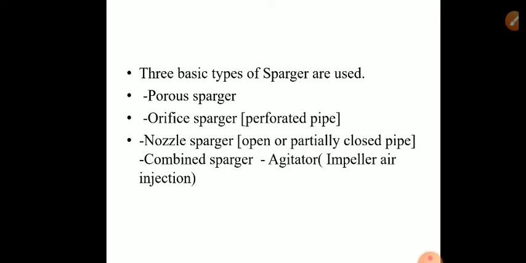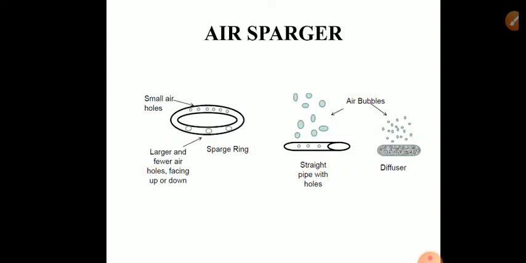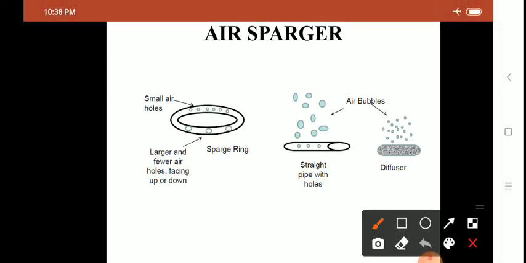there is no separate sparger. Through the rod we put in the air, and through the holes in the impeller blades, the air bubbles are released inside the medium. So let us discuss the various spargers one by one.